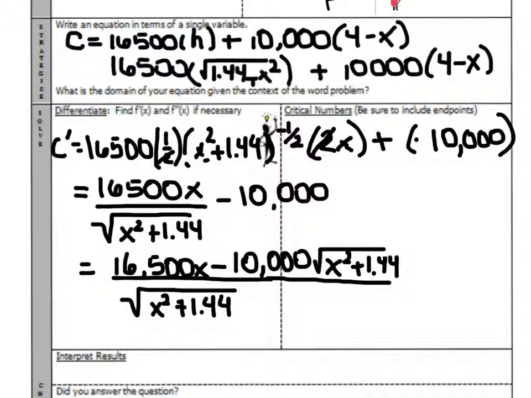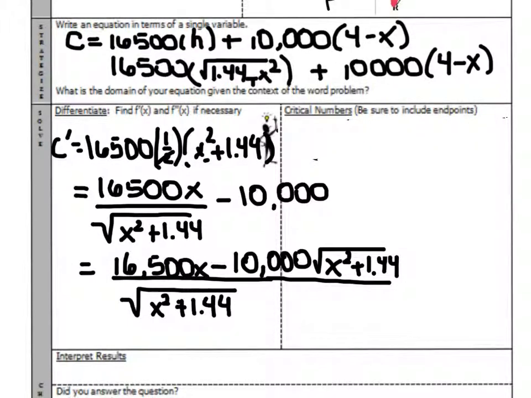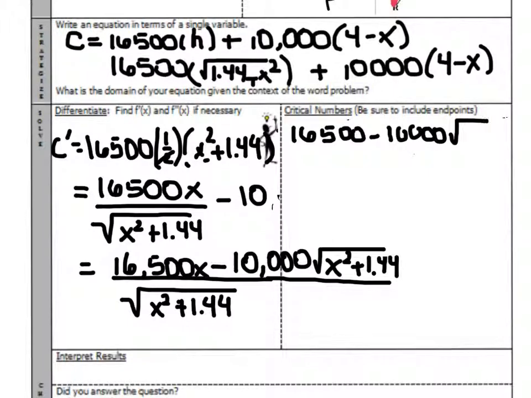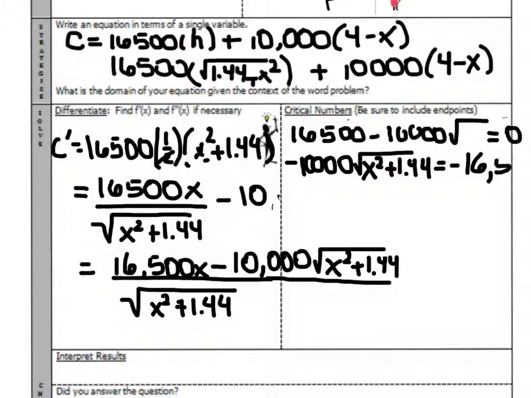Now I'm kind of running out of space here, so I'm going to erase a little bit of the work. So hopefully you have written it down on your paper so you won't need this anymore. Okay, so let's look at the numerator set equal to 0. 16,500x minus 10,000 times the square root of that quantity is equal to 0. Sorry, I just ran out of room there. So I'm going to subtract 16,500x from both sides. 10,000 times the square root of x squared plus 1.44 is equal to negative 16,500x.